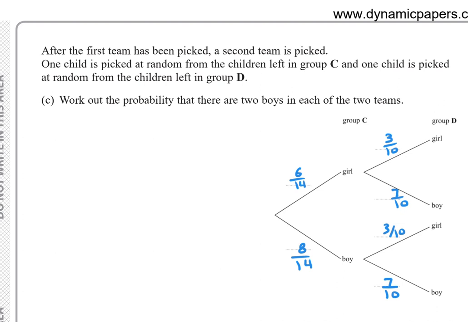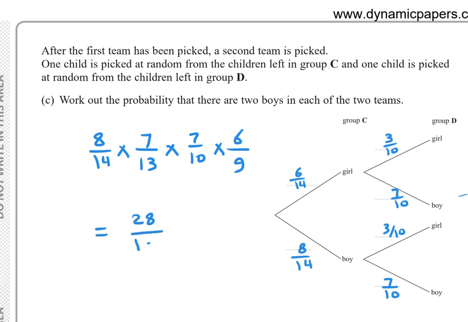For the 2 boys from group C, the probability is 8 over 14 times 7 over 13, and then multiply by 2 boys from group D, so 7 over 10 multiplied by 6 over 9, so equals 28 over 195.